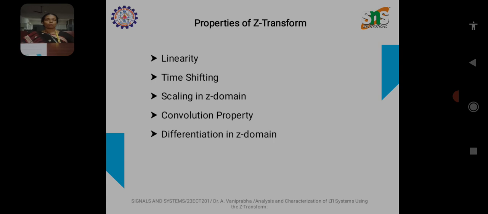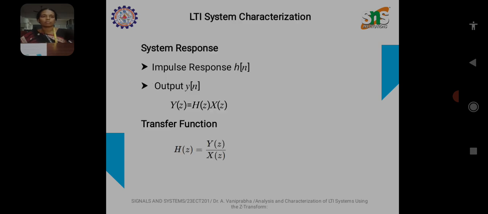Properties of Z transform. The major properties of Z transform are linearity, time shifting, scaling in Z domain, convolution property and differentiation in time domain. So all these properties decide the response or the outcome of any time shifting or scaling and the multiplication of two signals, the convolution behavior and how the differentiation is applied in Z transform. All these are explained in the properties of Z transform.